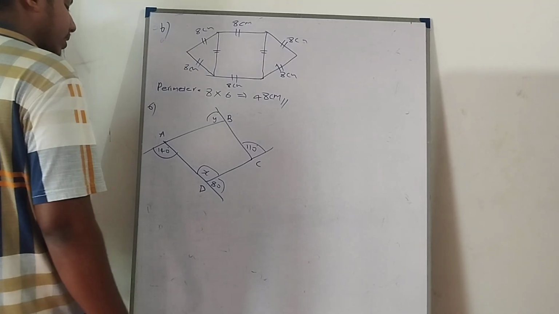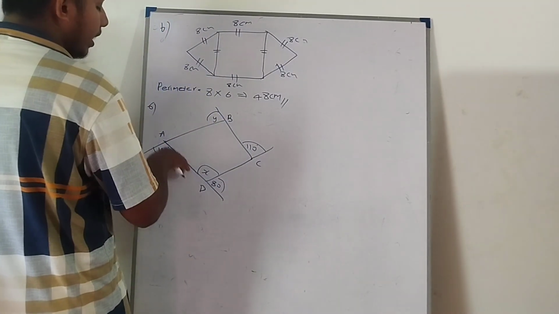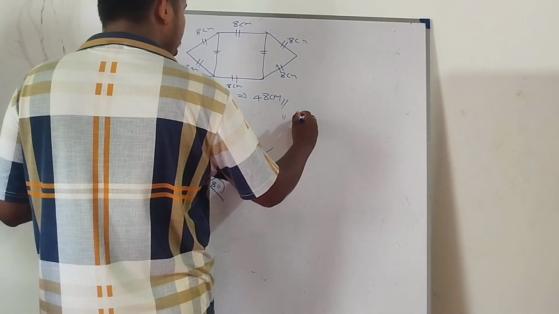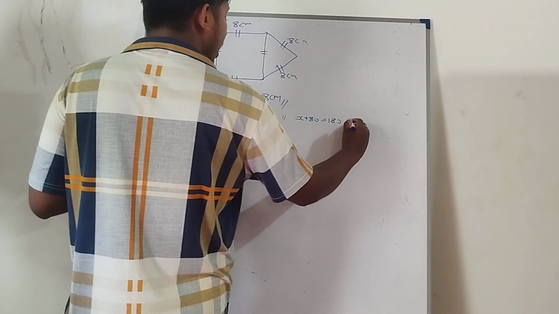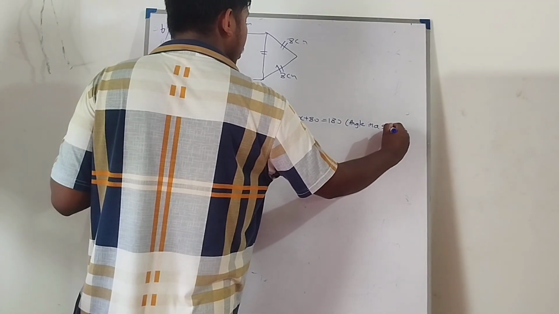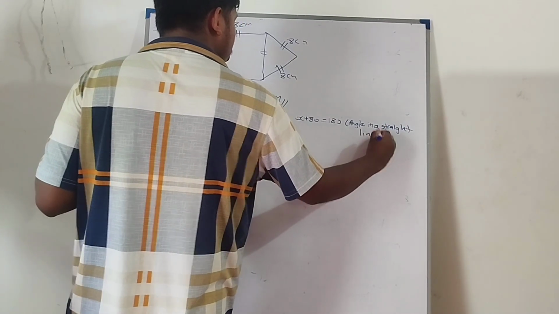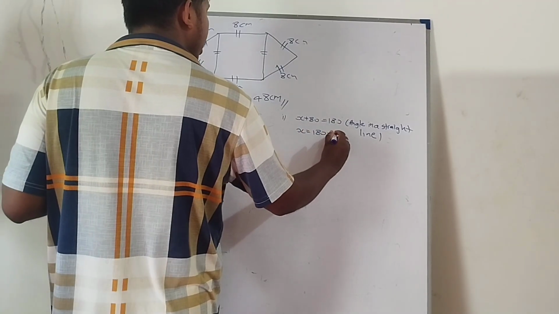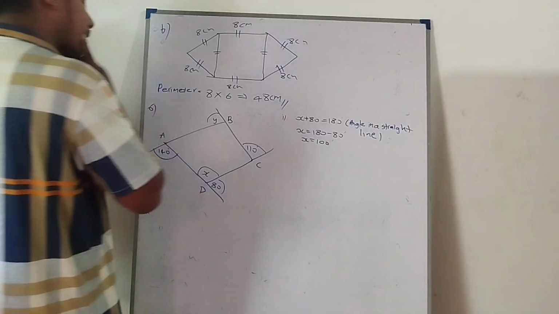Okay, how to find this? Now see, x plus 80 is an angle in a straight line. So for the Roman number 1 question, x plus 80 is equal to 180. What is the reason? Angle in a straight line. So bring this 80 to here, x equals 180 minus 80. The answer is x equals 100 degrees. So we have found x.